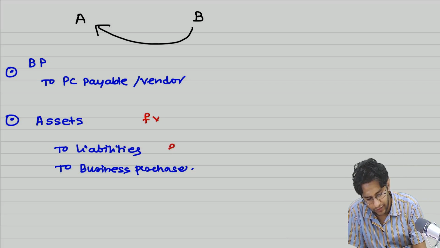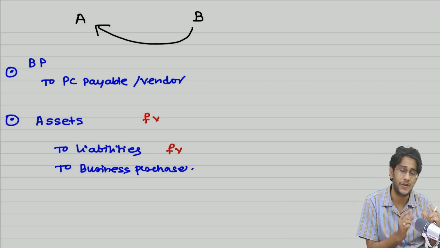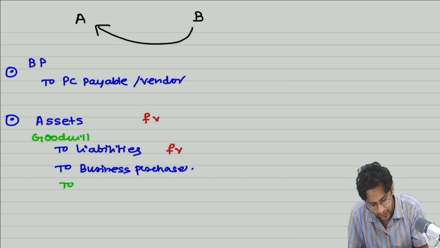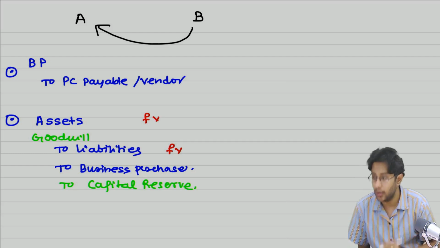All these are recorded at fair value. So if a gap between net assets and purchase consideration is there, that gap we identify as goodwill. If there is a gain, a bargain purchase gain, we ultimately transfer it to capital. So all these stories will come to us as we go further.